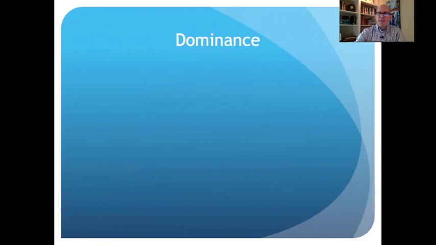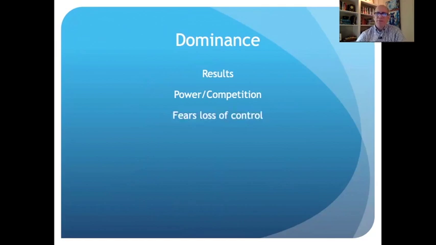The priority of a dominant person is results. That's what drives them. They're motivated by power and competition. The basic fear of a high D is a fear of loss of control. You'll notice with a D, a very self-confident person in general. And a limitation for a D is they tend to be impatient.